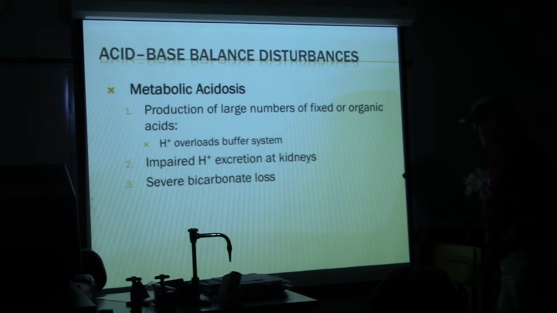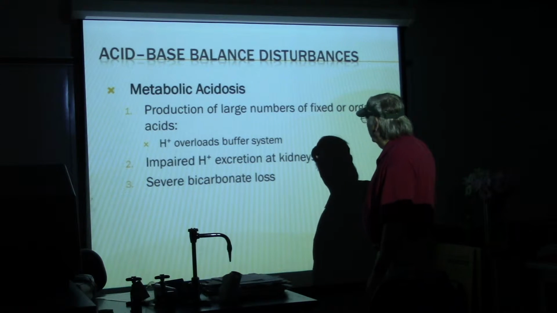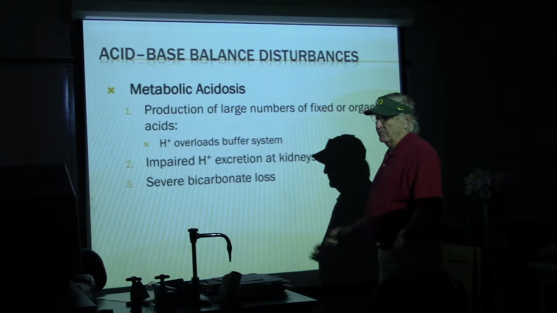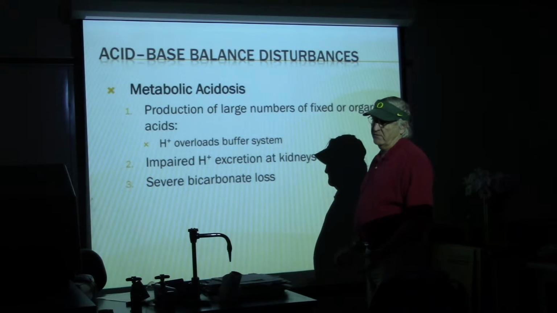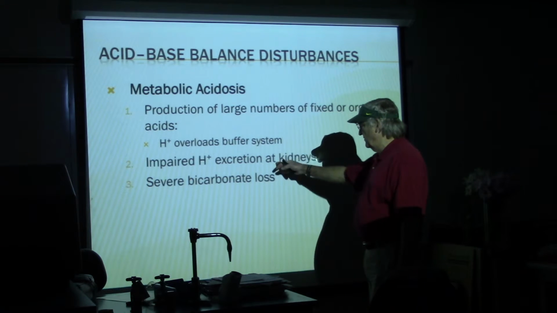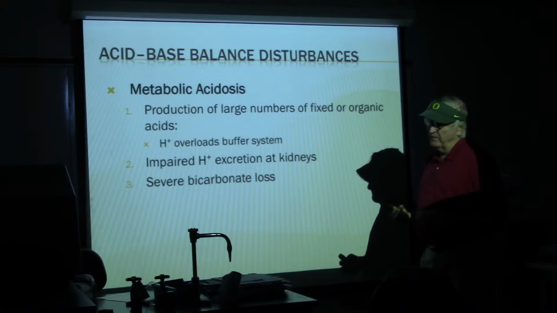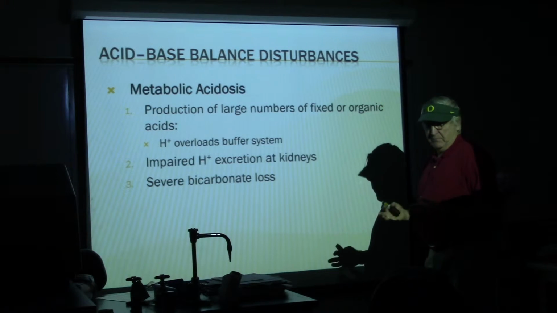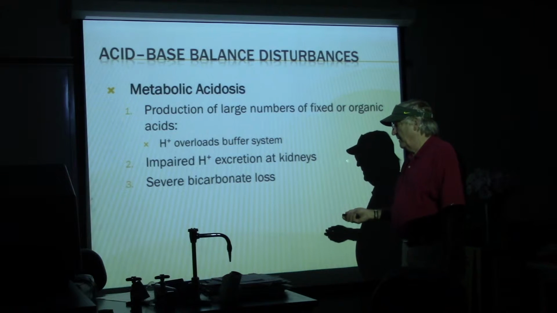Metabolic acidosis is the third one. Metabolic acidosis means you're producing a whole bunch of acids, either because you're taking too much in or your kidneys aren't working. If your kidneys aren't working, you can't get rid of hydrogen, you will become acidotic. So most patients with renal failure become acidotic. It's called the renal acidosis.